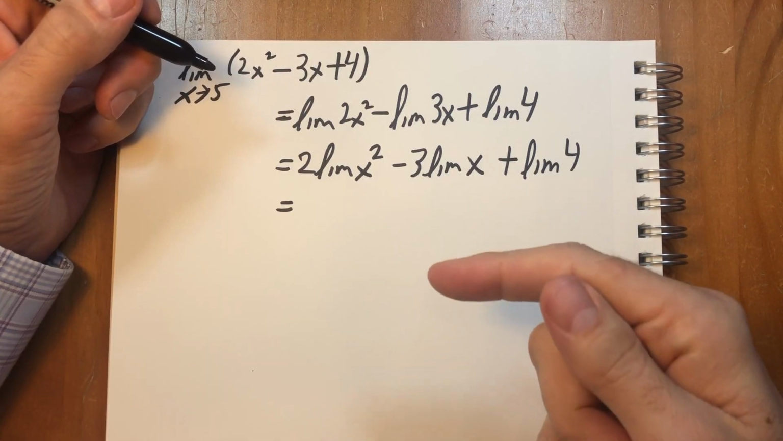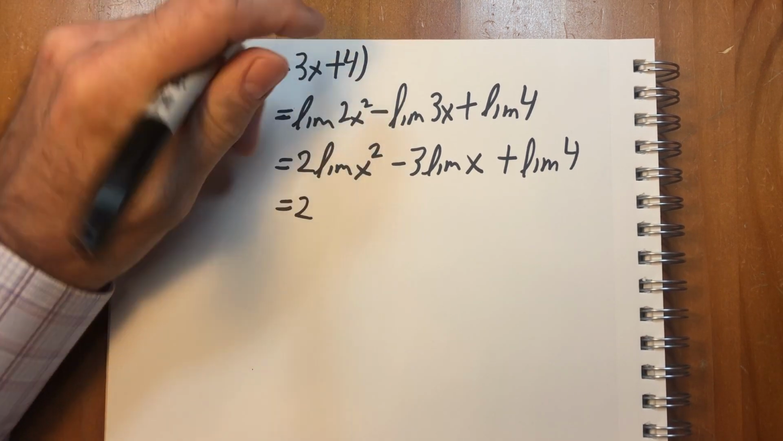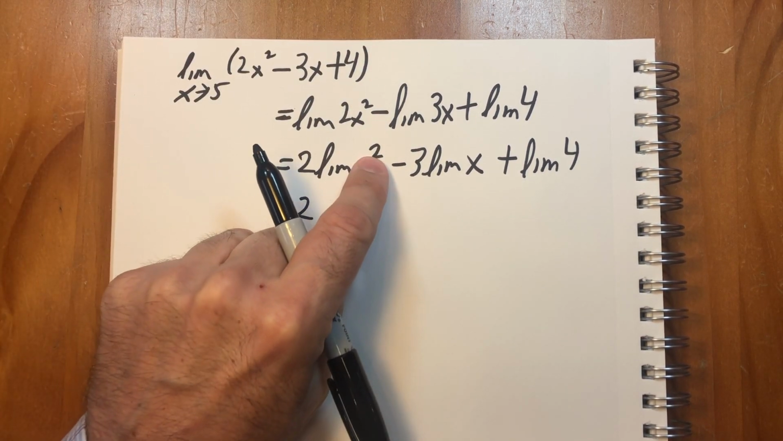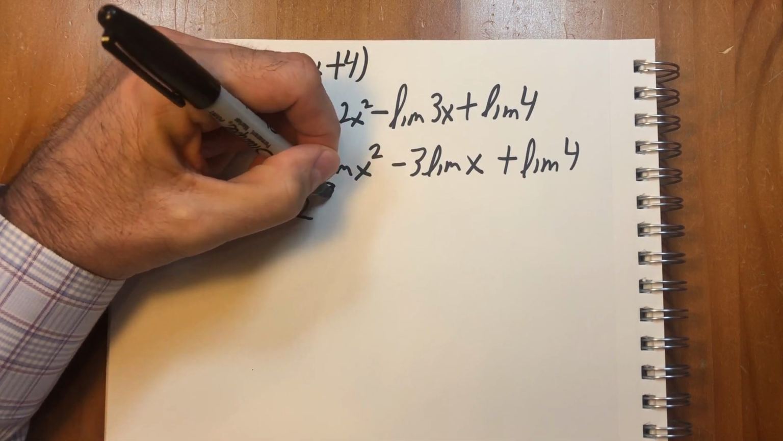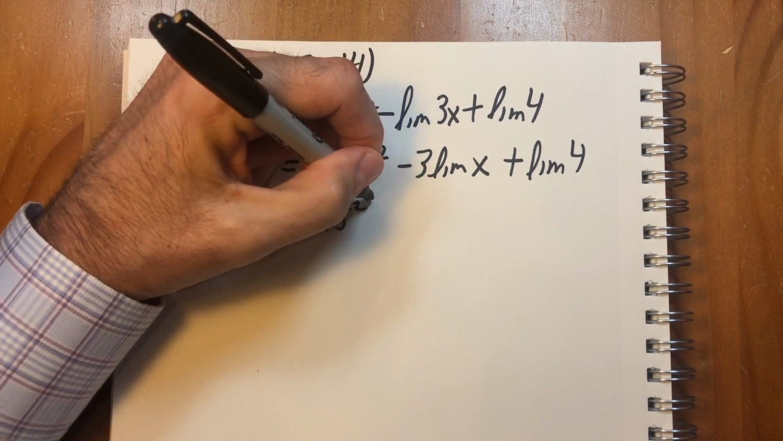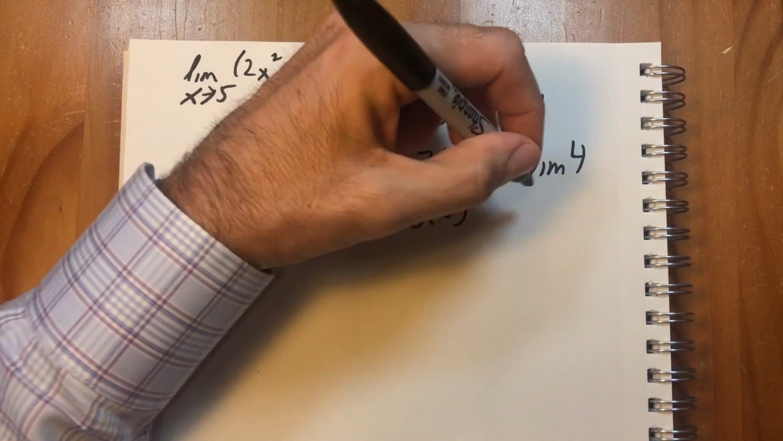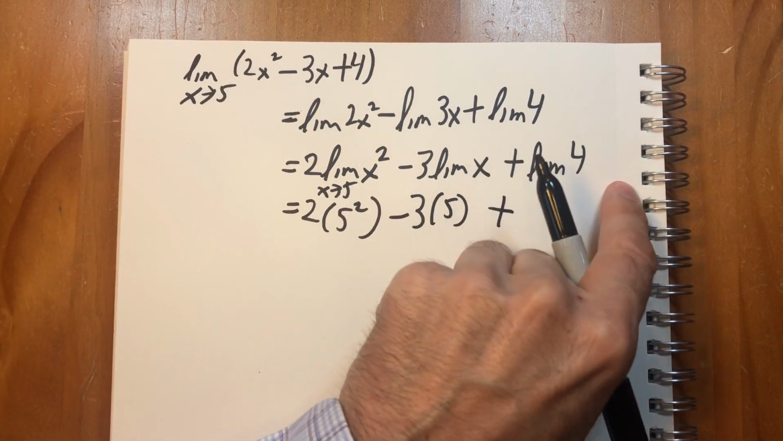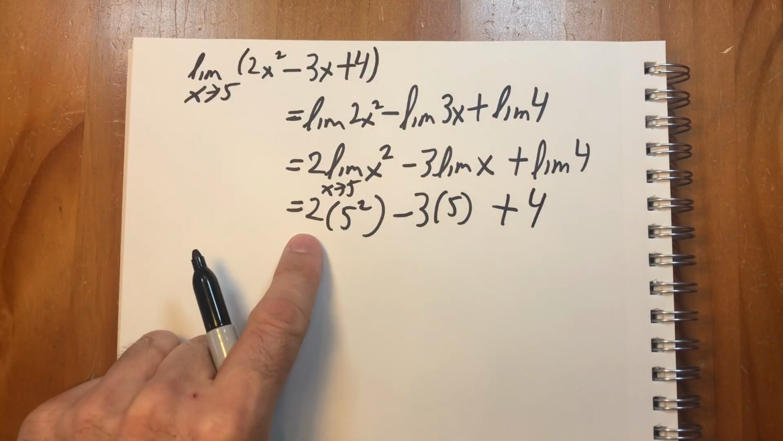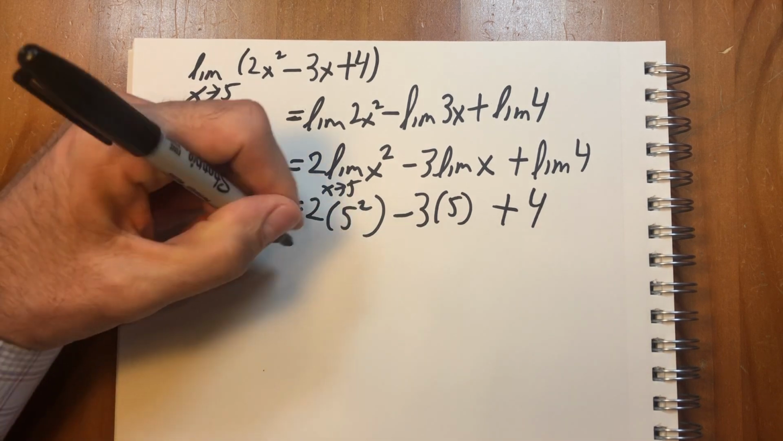And now we can use laws 7, 8, and 9. So law 9 says that the limit of x squared equals a squared, and here x approaches 5. So this is just 2 times 5 squared minus 3 times 5 plus the limit of c equals c, so that's 4. So it's 50 minus 15 is 35 plus 4 is 39.